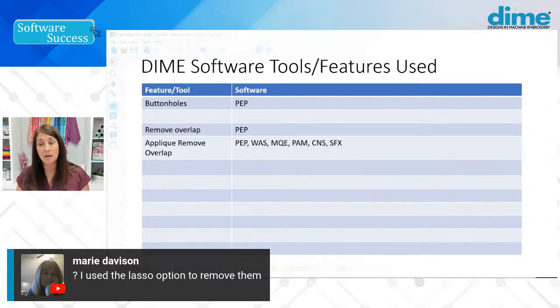Yes, that's another great option. So the lasso tool, where you can basically select a group of stitches and then delete, is another option for remove overlap. Absolutely. When you do that, still make sure that you break it apart, so you're only removing the stitches that are on the applique part.